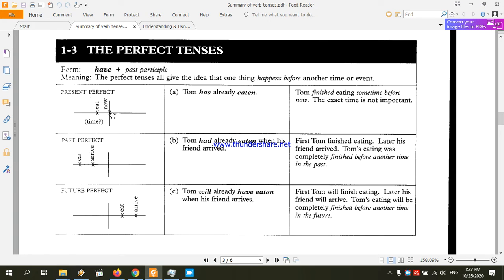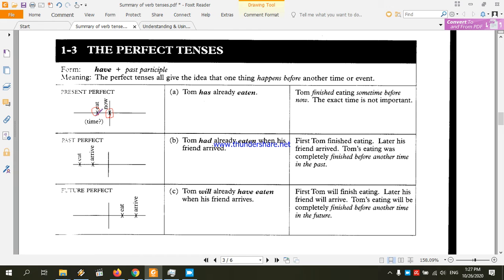Here I'm talking, let me get the pencil. Here's the pencil. Here, this is the present time. When I say Tom has already eaten, it means Tom has begun the eating process in the past, maybe a few minutes ago, or maybe a few hours ago, and has already completed the eating process. It means that he's no longer eating now. He has already finished his plate or his meal.